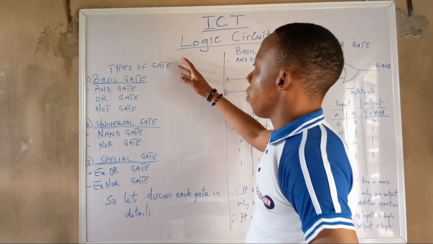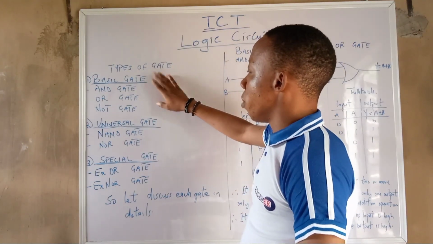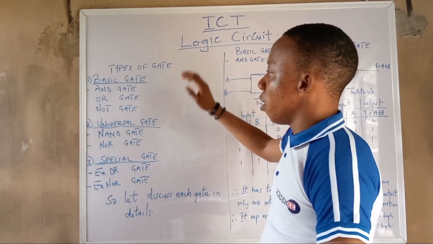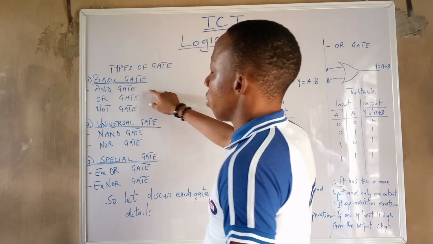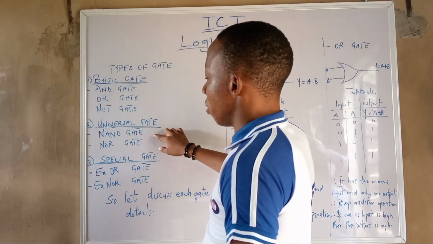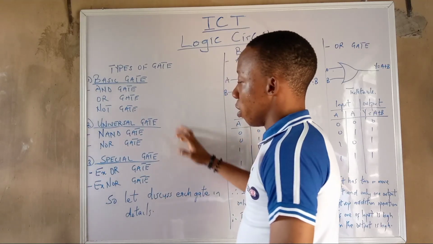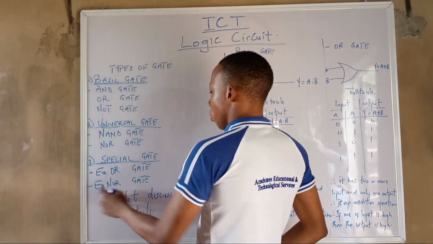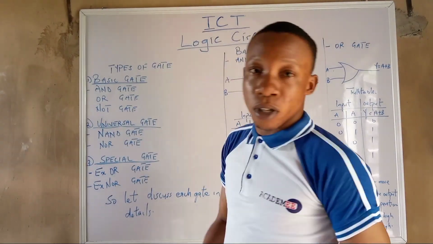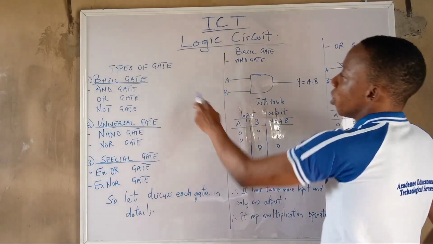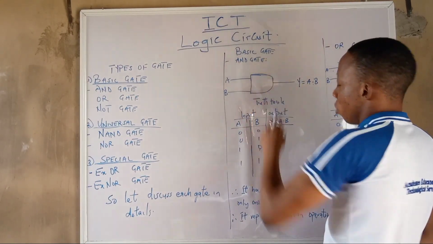The types of logic gates. Number one, we have the basic gate, the universal gate, and the special gate. Under the basic gate, we have the AND gate, OR gate, and NOT gate. Under the universal gate, we have the NAND and the NOR gate. The special gates are the XOR gate and the XNOR gate. So let's discuss. First of all, we'll deal with the basic gate, which I've written here on the board.